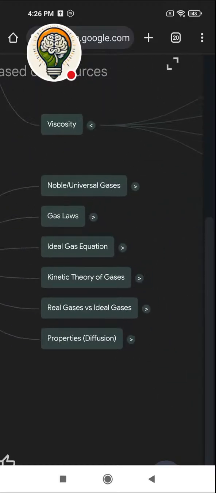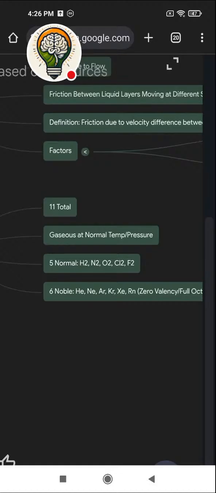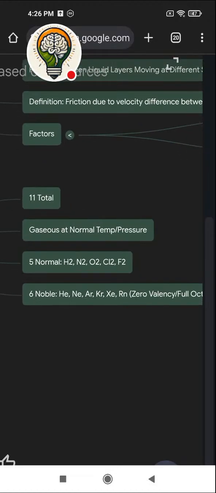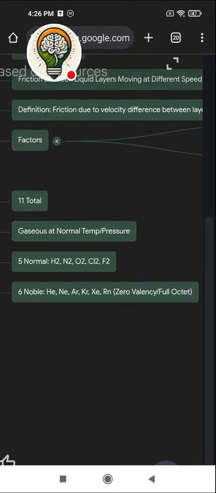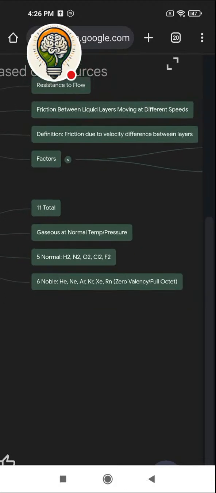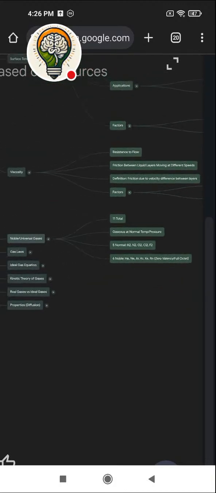So the normal and noble gases. 11 gases at normal temperature and pressure. 5 normal gases: H2, N2, O2, Cl2, F2. 6 noble gases: He, Ne, Ar, Kr, Xe, and Rn, with zero valency and a full octet.